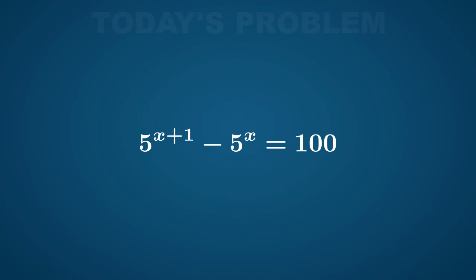Here is the math problem we will solve today. Our goal is to find the exact value of x. We start with 5 to the power of x plus 1. Next, we subtract 5 to the power of x. This entire left side equals 100.